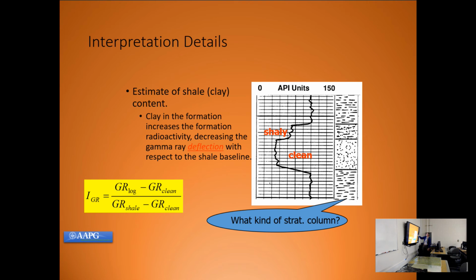So like this number would be what? 125, this would be maybe 25, something like that. So that represents my two numbers, my two end members. Then anything in between is going to be a number between 0 and 1. So perfectly shale, the gamma ray index for this, if that's the maximum, would be 1.